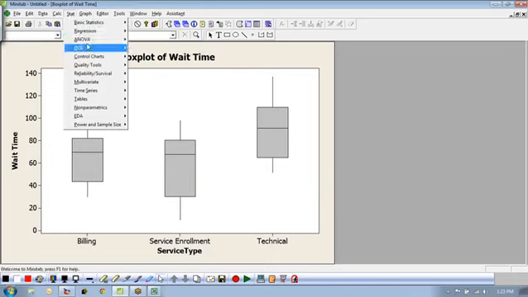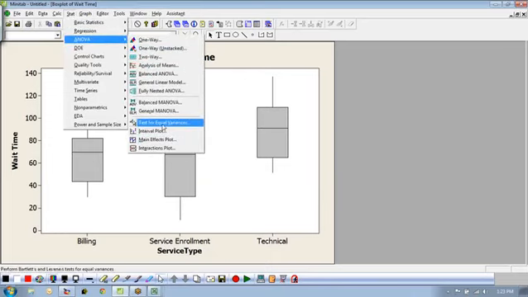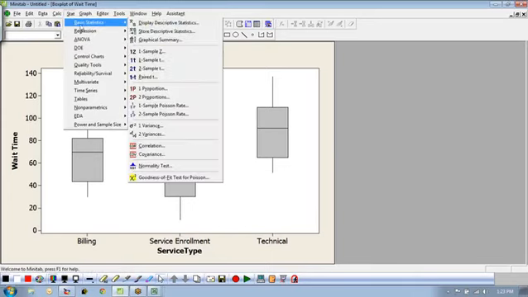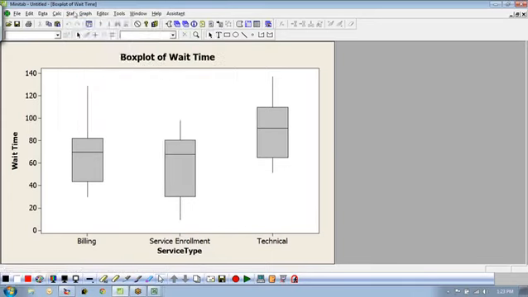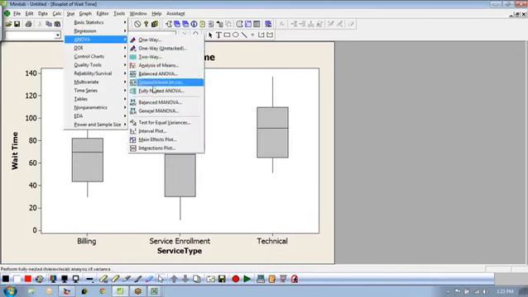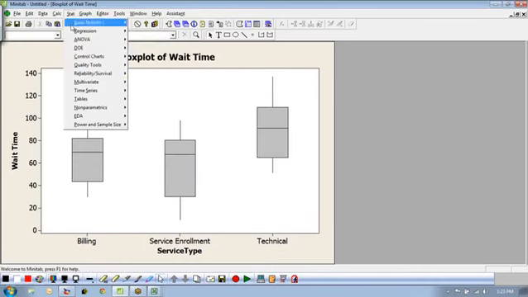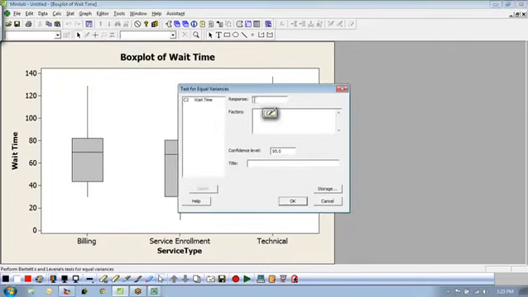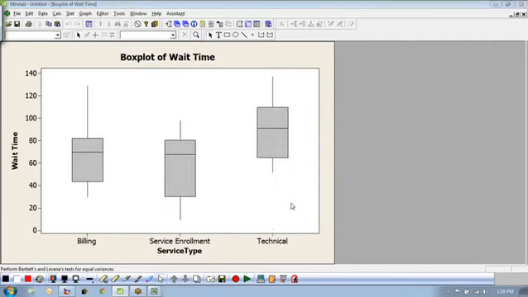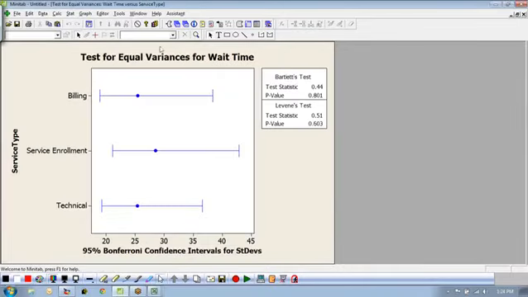To do that, we can go to Stat, ANOVA, Test for Equal Variances, and this will compare more than 2. Remember, in the basic statistics, we were able to compare 2 variances, but here we'll be able to compare more than that. We'll pick our response as wait time, and our factor is service type. We can put a title on the plot if we want, but that's okay. Go ahead and click OK. And it gives us a nice picture, sort of.